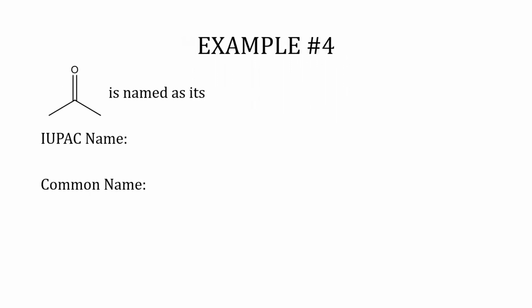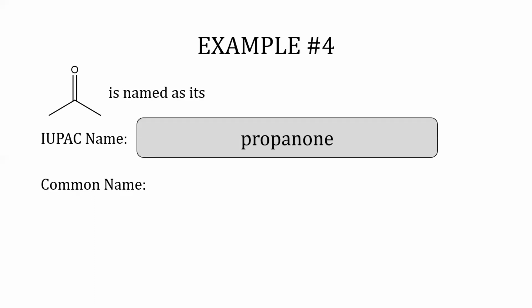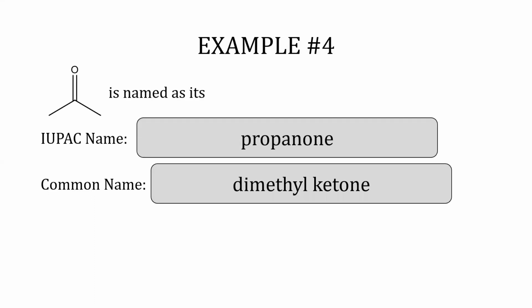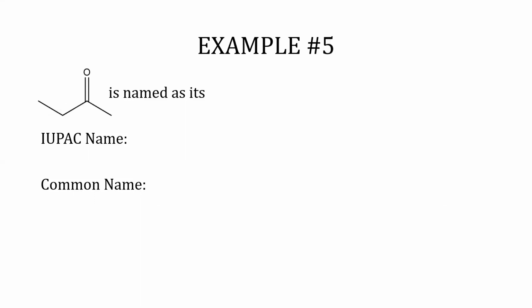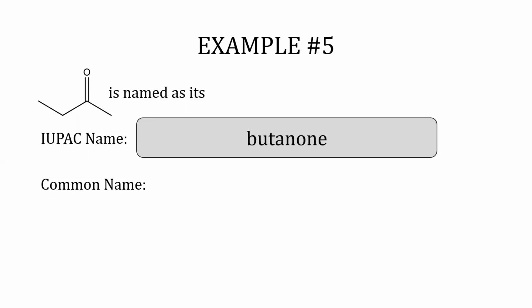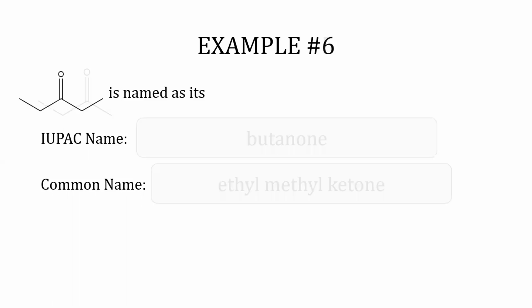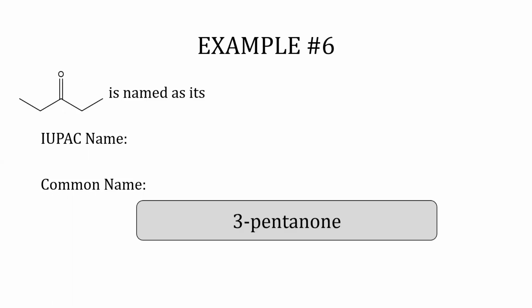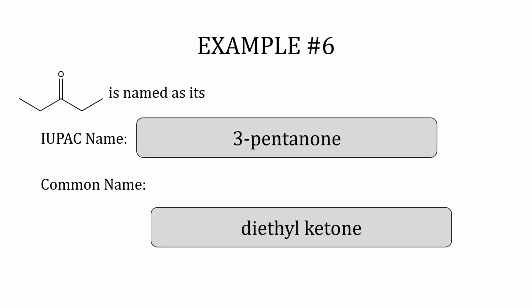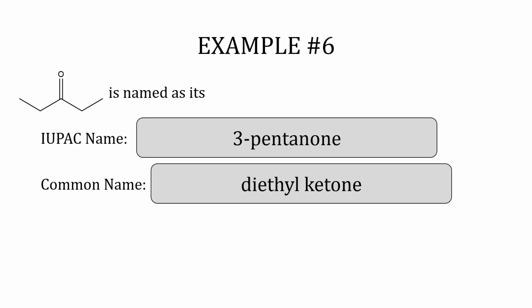Example 4 is named under IUPAC guidelines propanone, and its common name is dimethyl ketone. Example 5 is named under IUPAC guidelines butanone, and its common name is ethyl methyl ketone. Example 6 is named under IUPAC guidelines 3-pentanone, and its common name is diethyl ketone. Note, if there are 5 or more carbons in the chain length, one must indicate the location of the carbonyl group in naming a ketone.